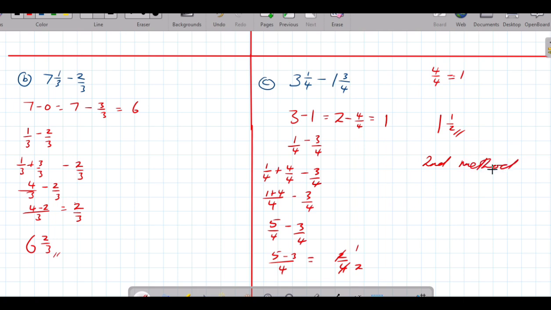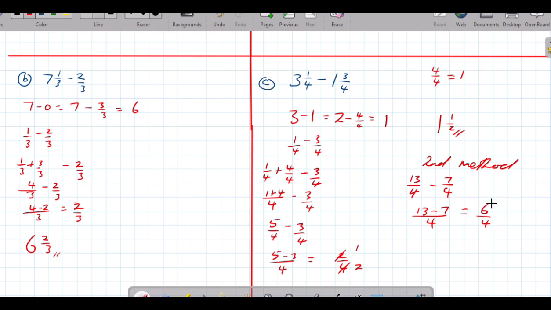The second method, you can just say 3 times 4. That's going to give you 12 plus 1. That's 13 over 4 minus 4 times 1, 4 plus 3. That's going to give you 7 over 4. And when you subtract this, since they have the same denominator, you subtract the numerator, 13 minus 7, and 13 minus 7 is going to give you 6 over 4.